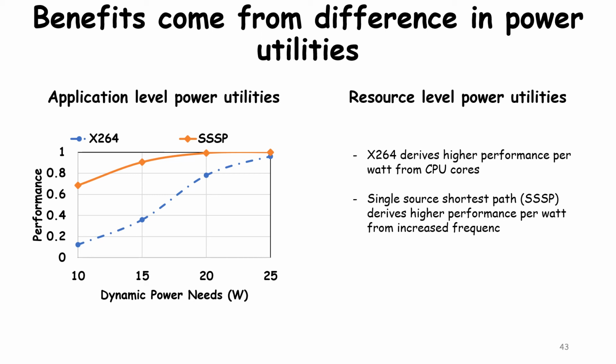In addition to application-level differences, these two applications also differ in their resource-level power utilities. X264 derives higher performance per watt from CPU cores, whereas single source shortest path derives higher performance per watt from core frequency. The app plus resource-aware power allocation policy achieves better performance by taking these differences into account.